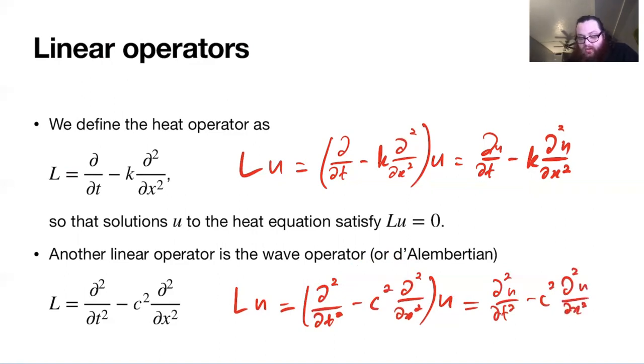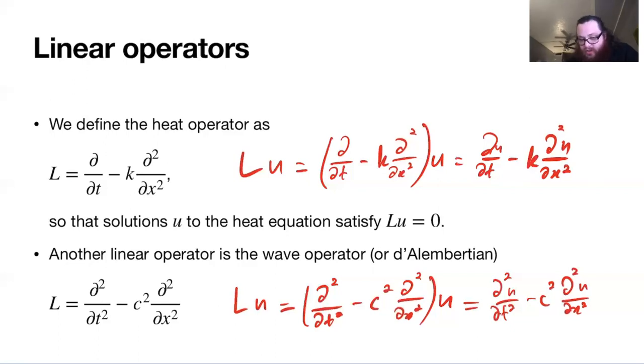Okay. And so solutions to the wave equation, those are things for which Lu is equal to 0. And then you can compare that to the form that we've seen before by just moving this to the other side, and you have the ordinary wave equation. Okay. So these are two specific linear operators that we care about in this course.